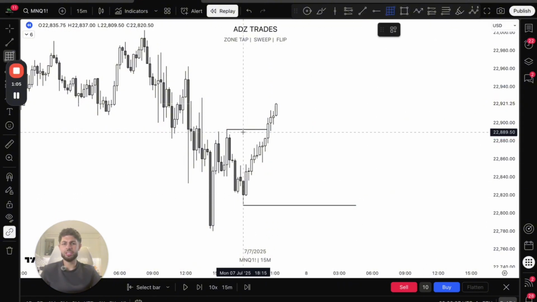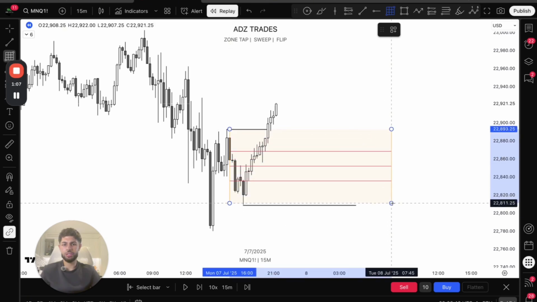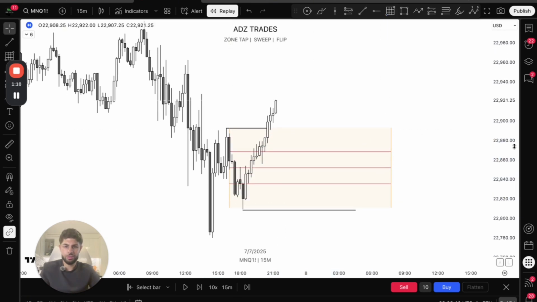Yeah, I had a comment the other day saying, can you please change the chart colors to red and green? That's not going to make you profitable, man.